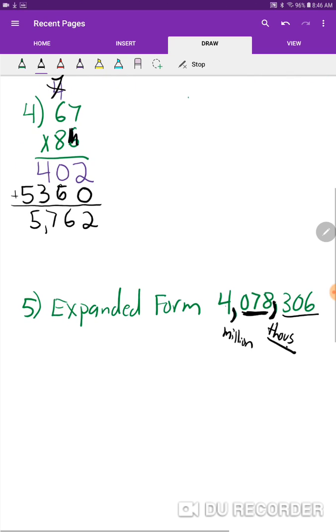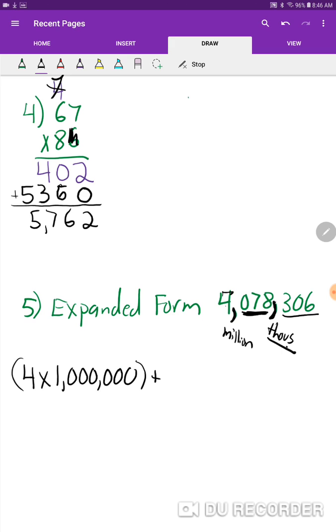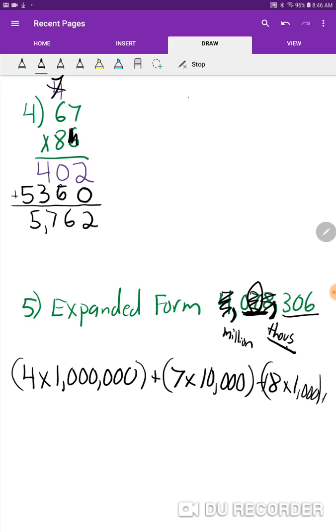4,078,306. In expanded form, it will look something like this. 4 times 1 million. Remember, a million has 6 zeros. You basically just say what number you see, and then you say what place value it's in. So there's a 7. Where's the 7? That's the 10,000ths. That's why it makes 70,000. What's the next number I see? An 8. Where is that? The 1,000ths. What's the next number I see? It's a 3. Where's that? The 100ths. Almost done. Last number I see is a 6, and that is in the ones place.